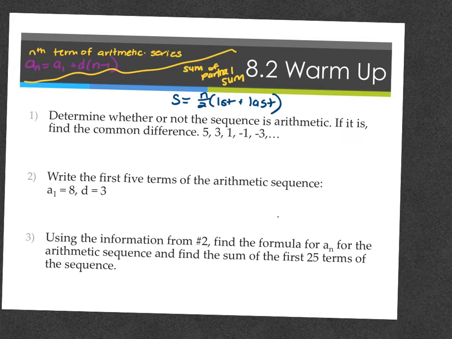So number 1 says to determine whether this sequence is arithmetic, and if it is, find the common difference. So if I'm going from 5 to 3 and 3 to 1 and 1 to negative 1 and negative 1 to negative 3, am I adding the same number? Technically, you're subtracting, so you're adding a negative number, but it is the same, right? So this is arithmetic, and the common difference, which we use d for, is negative 2.